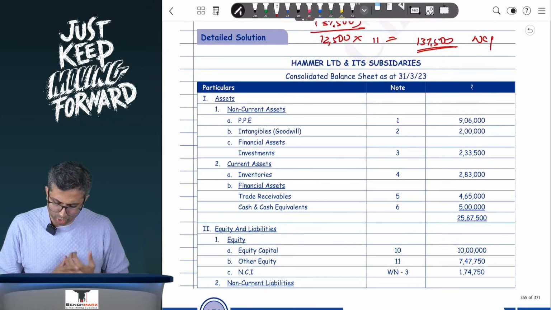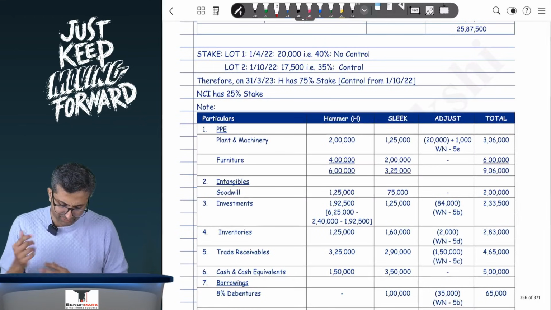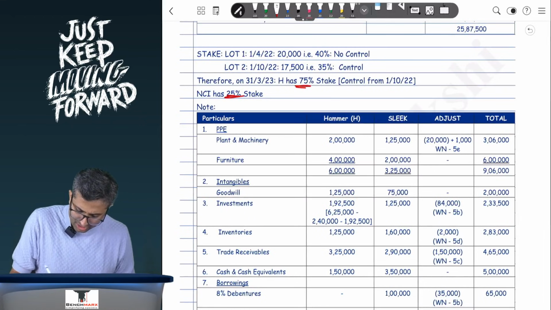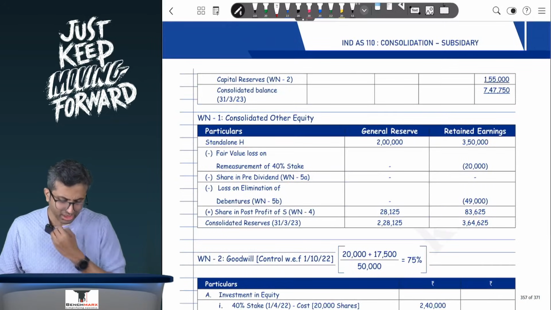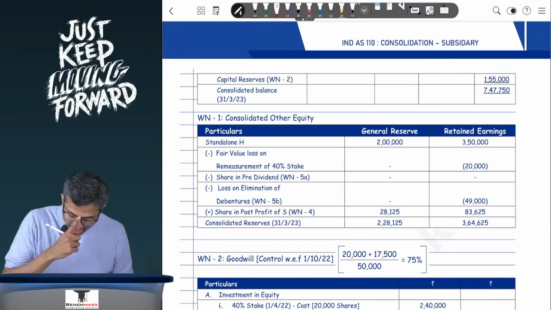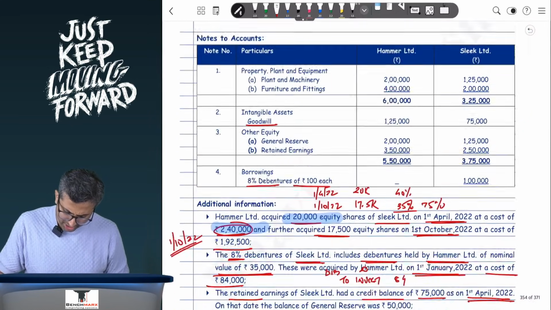So what you do is you prepare the Schedule 3 balance sheet. After you prepare the Schedule 3 balance sheet, again you calculate how much is the NCI, how much lot that you have, you put all the assets and liabilities over here, and then you do consolidated other equity. Within consolidated other equity, you start with standalone. Both the balances as are given in the question, you will take them as it is.